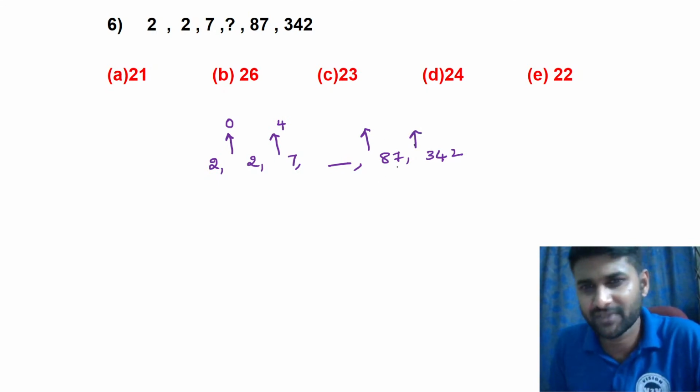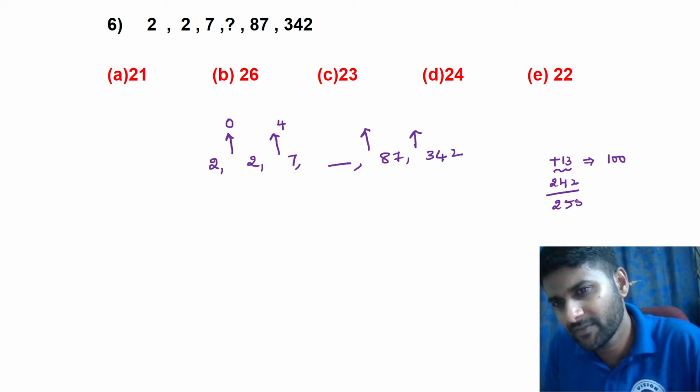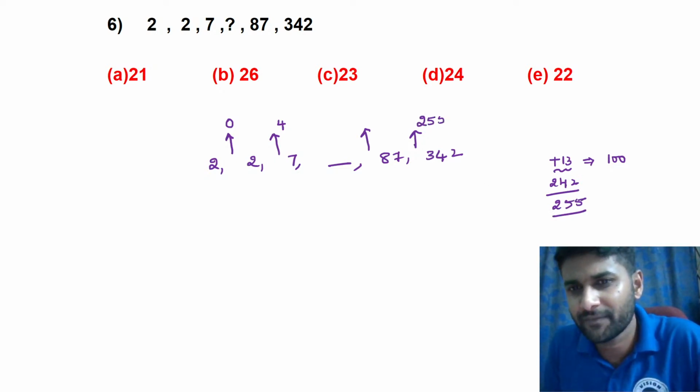See, the difference of number means 87, if you add plus 13, guys, if you add plus 13, it becomes 100. So 100 extra number is 242 units. 242 plus 13 is equal to 255 units. So here the difference is 255 units.